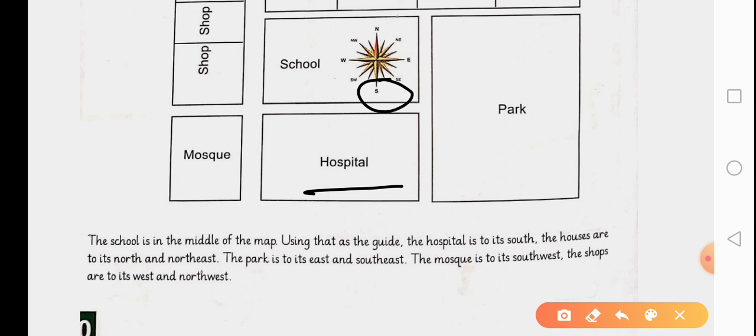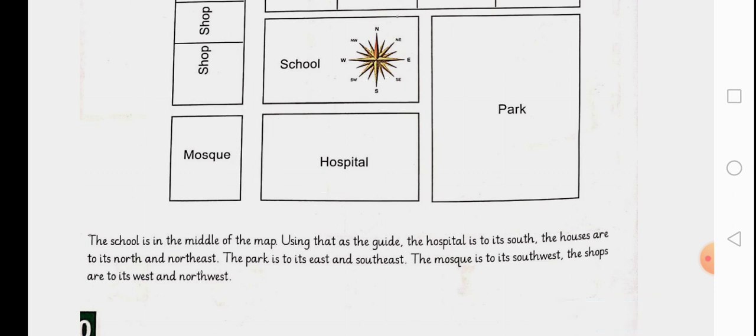Here is the mosque, and if you see, the mosque is not entirely in the south and it is not entirely in the west. It is somewhere between the west and the south. So this direction will be called southwest.